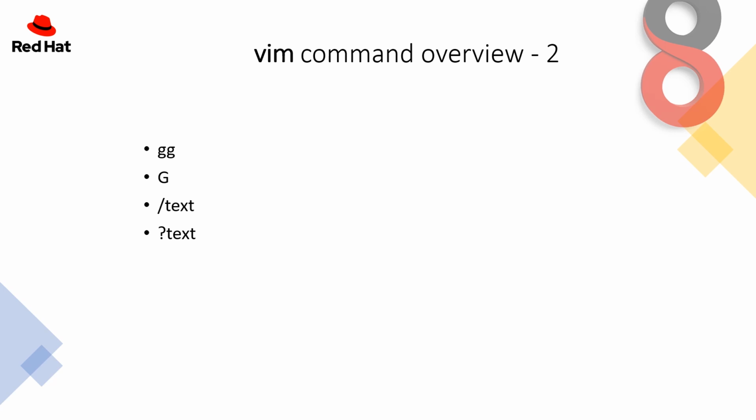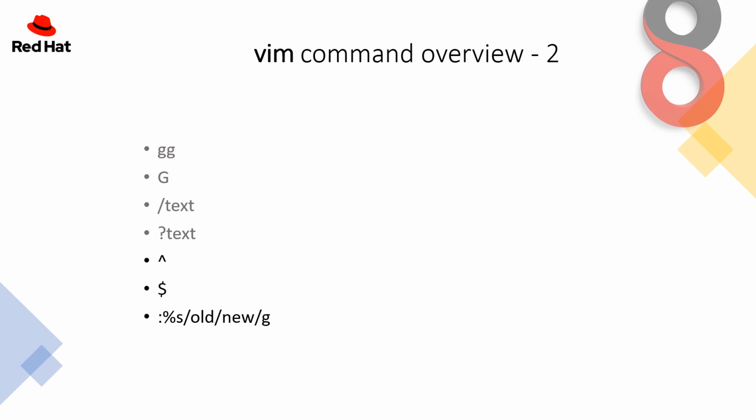Slash text. It is also something you are going to like. Slash text means that you are going to search for the text and it will show all the search results from it. Slash text will search from the current cursor position downwards. Question mark text. If you want to search in the opposite direction, as slash text only searches downwards, then you can use question mark text. Let me show you the same. Let's get back to the slide a bit.